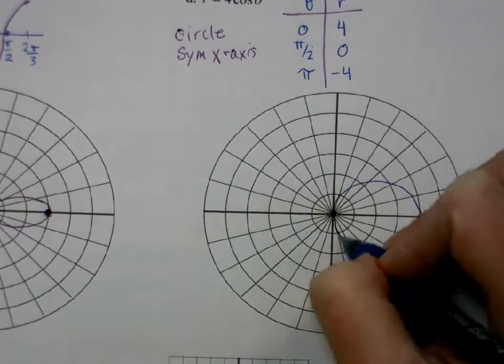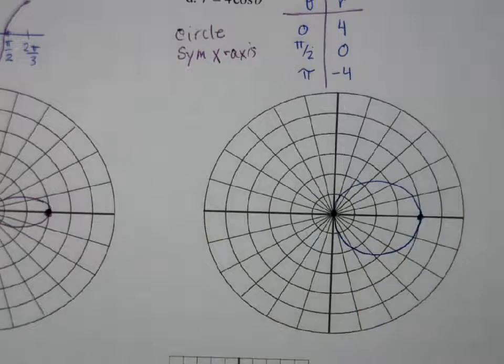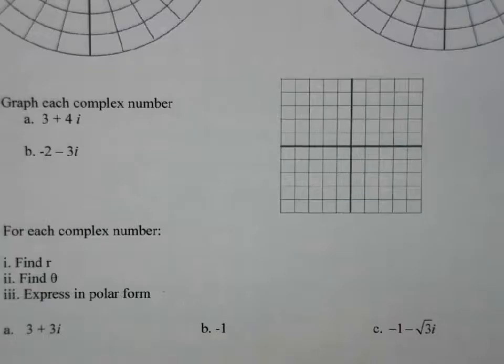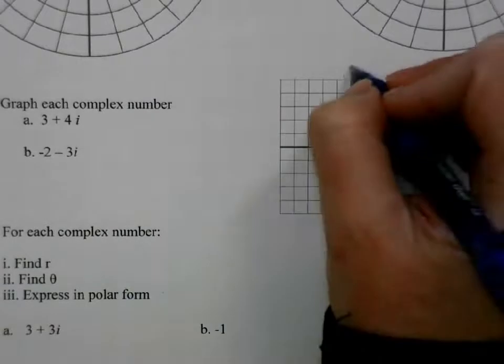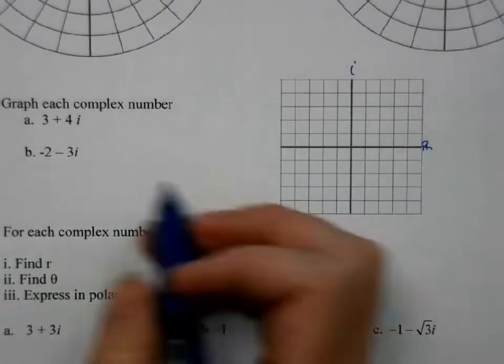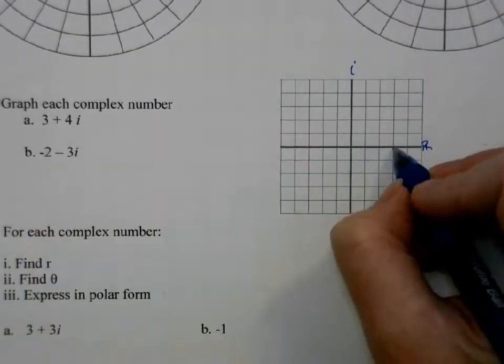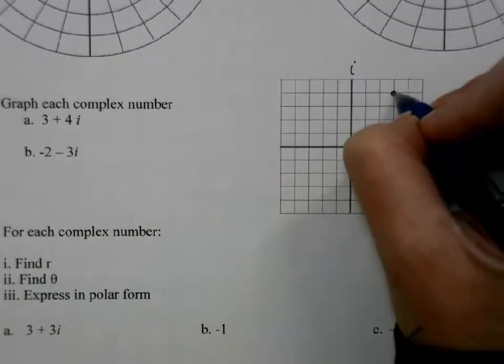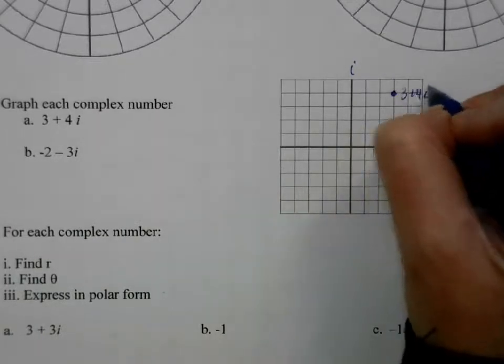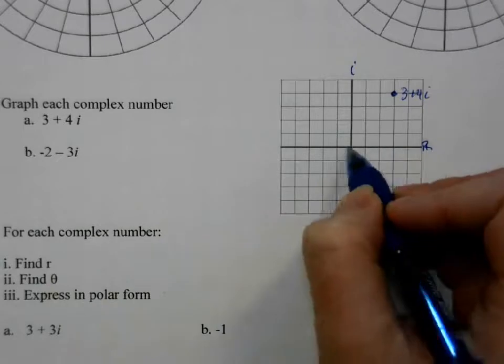Okay, graphing on the complex plane. This is our real axis. This is our imaginary axis. 3 plus 4i. 1, 2, 3 plus 4i is there. Okay, super easy. Negative 2 minus 3i. That's all there is to graphing.